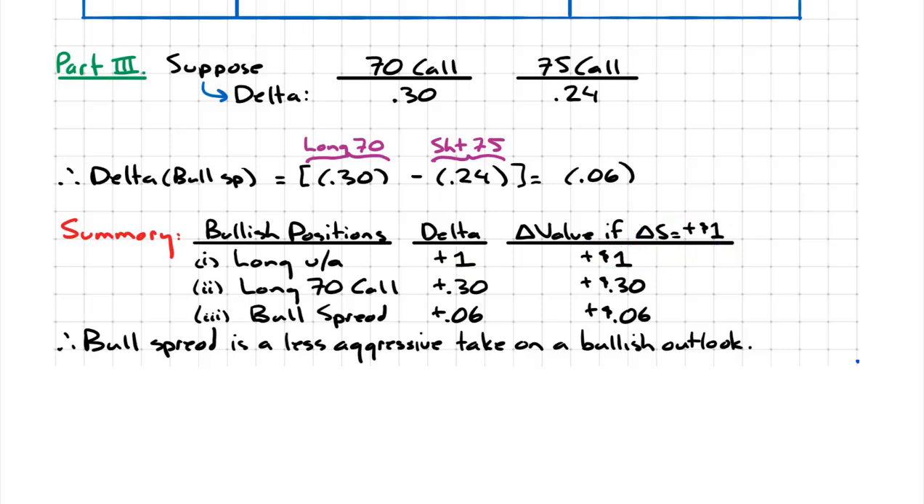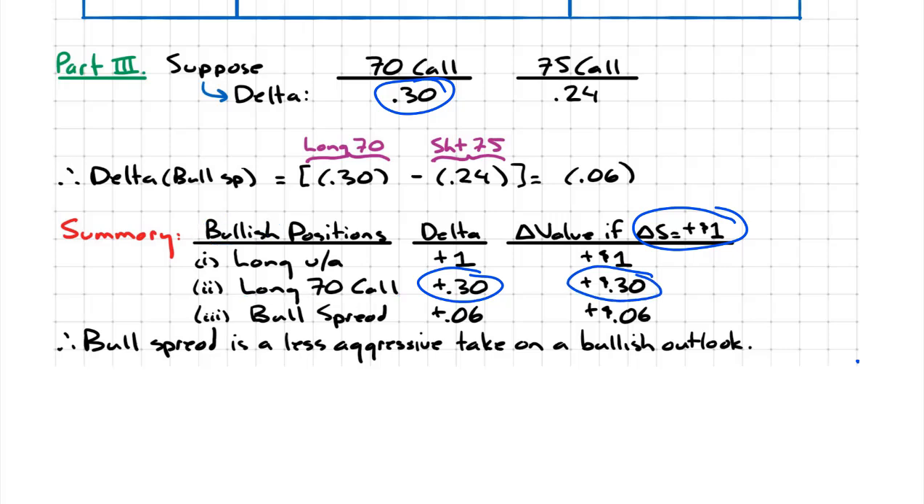Well, what's the other thing you could do if you're bullish? You could just buy a 70 call. A call that's got a strike of 70, right? A call option pays off when the underlying price appreciates. What's the delta there? It's 0.3. So that means if the spot price appreciates by $1, that call only appreciates by 30 cents.